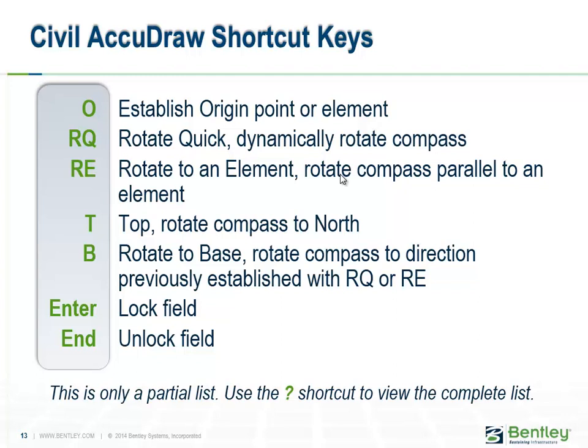Rotating the compass is one of the most common activities, and there are many different ways you may need to rotate the compass. Three of the most common are rotate quick, rotate the compass parallel to an existing element, or rotate the compass oriented to north. The O shortcut works a bit different in Civil AccuDraw than it does in MicroStation AccuDraw. In Civil AccuDraw, you press the O key and then data point to the new origin.